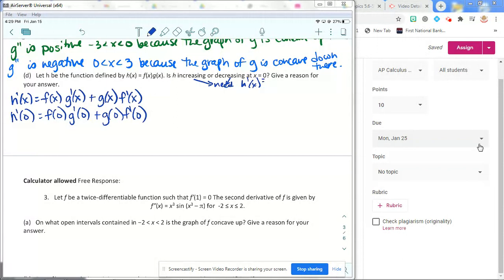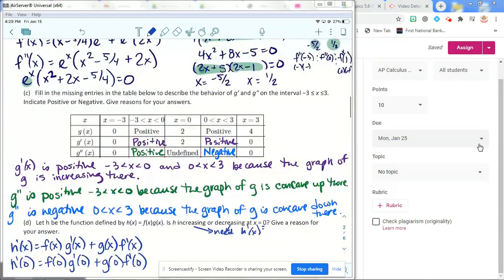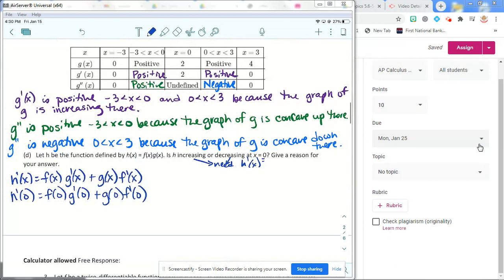Okay, so what I want y'all to do is go through your functions f and g and fill in f of 0, g prime of 0, g of 0, and f prime of 0. So pause the video, get that written, and then check back with me.